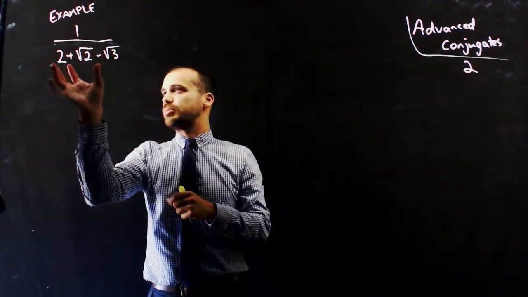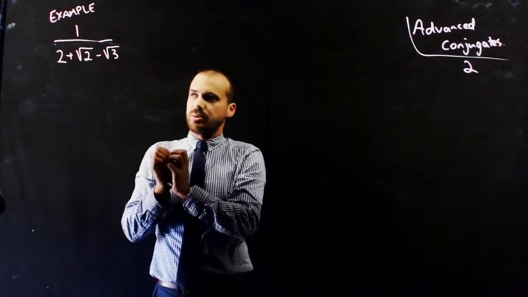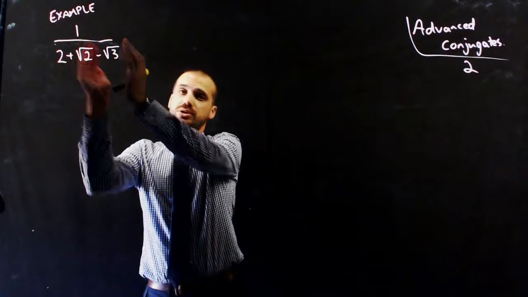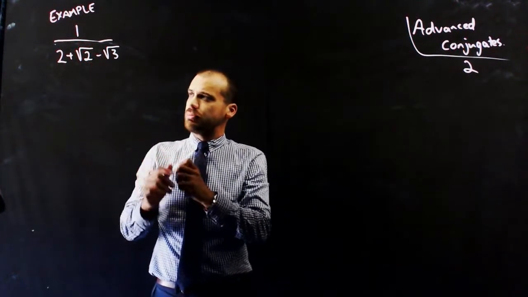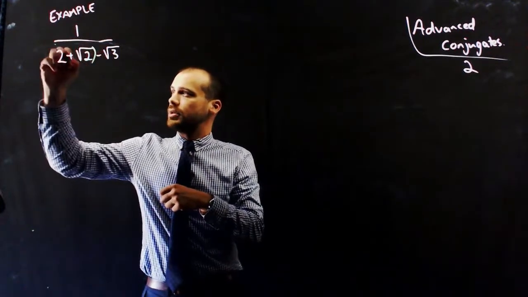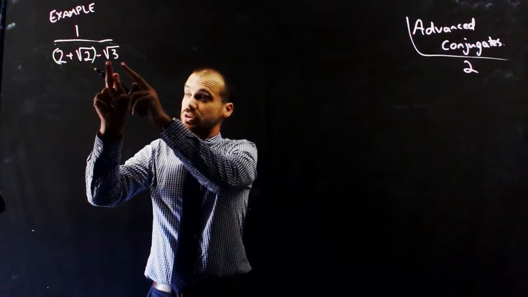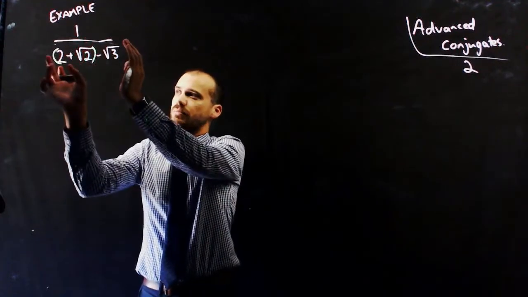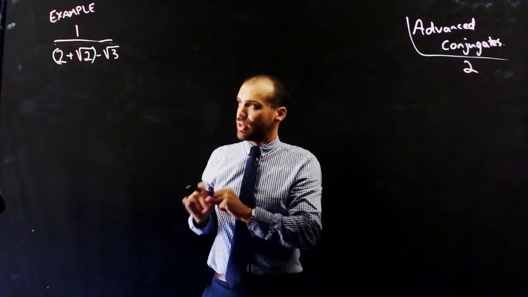You could say 2 plus root 2 is going to be my first term, and negative root 3 is going to be my second term. You could say 2 is my first term, and root 2 minus root 3 is my second term. I think you're going to be better off, and you can experiment with this, setting it up so that one of your terms is a surd, and the other one can be whatever it wants. But if I set it up this way, my first term isn't a surd, so that might cause an issue. That's how I'm going to do it.